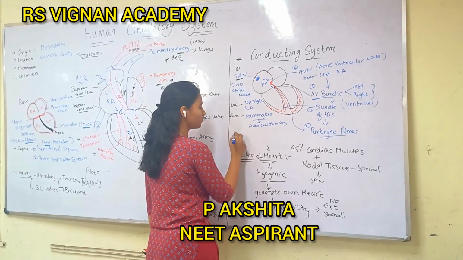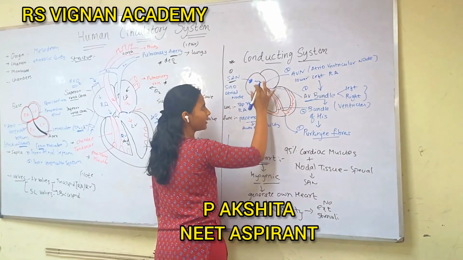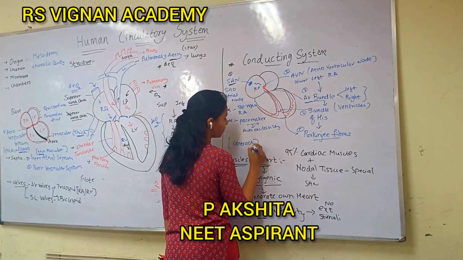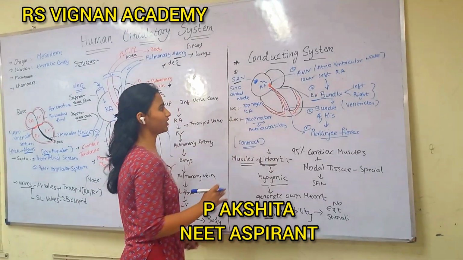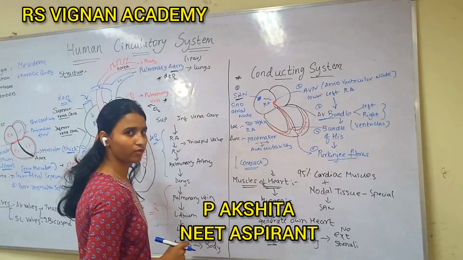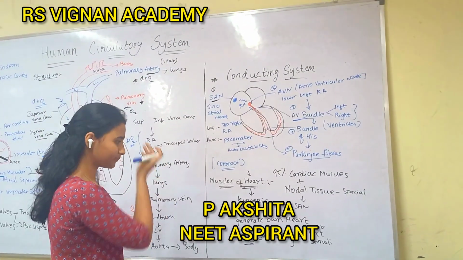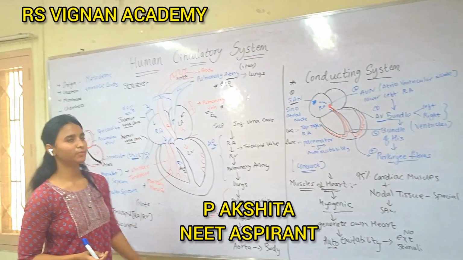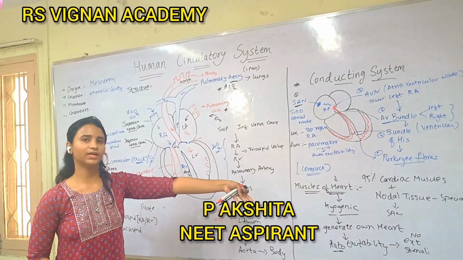Now through these impulses, the atria and ventricles contract. So with the property of contraction, the flow of blood is regulated. Now this is the entire topic of the human circulatory system, along with the conduction system.